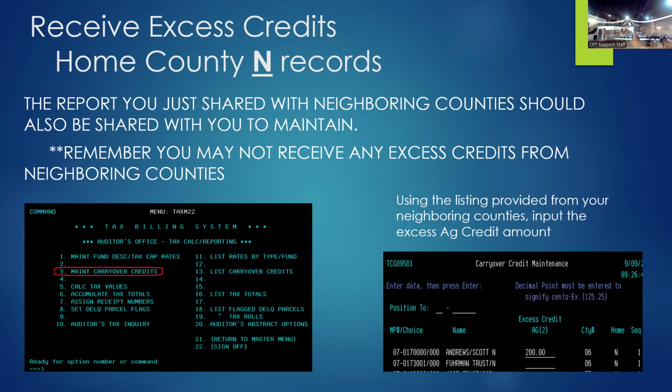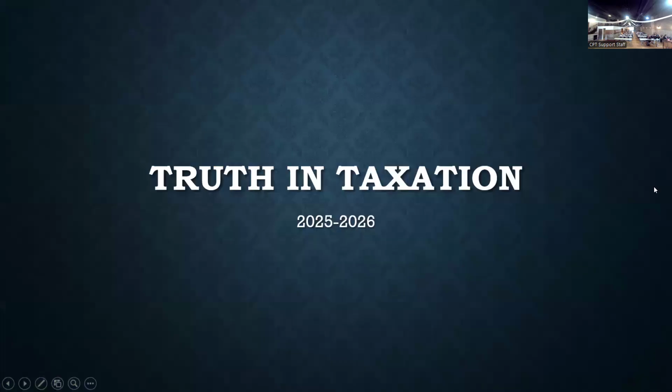But you can use that listing that you just printed off of your neighboring counties, and then you can input your excess credit onto there. And that's all I got.